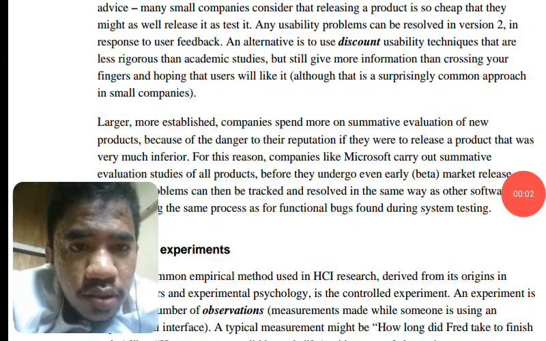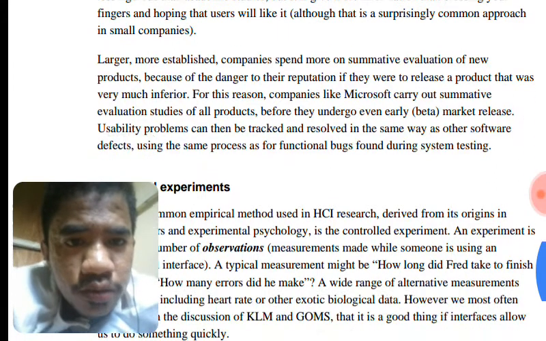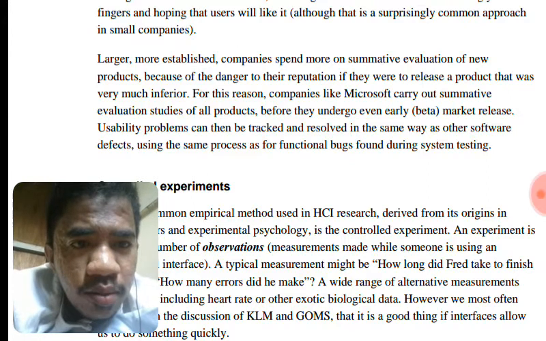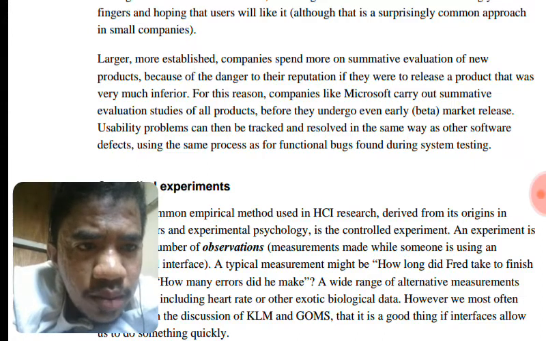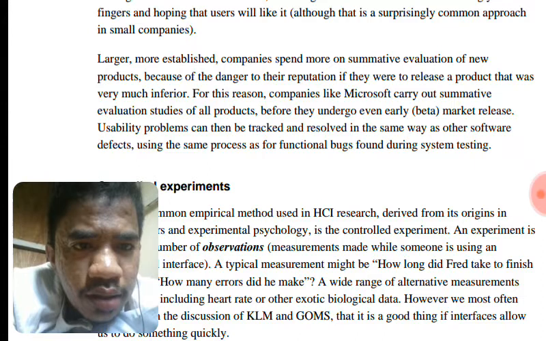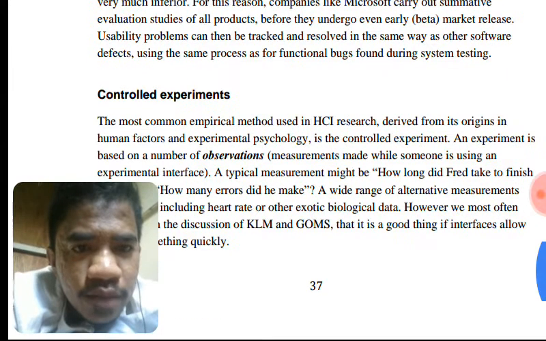Large, more established companies spend more on summative evaluation of new products because of the danger to their reputation if they released a product that was very much inferior. For this reason, companies like Microsoft carry out summative evaluation studies of all products before they undergo even early beta market release. Usability problems can then be tracked and resolved in the same way as other software defects, using the same process as for functional bugs found during system testing.